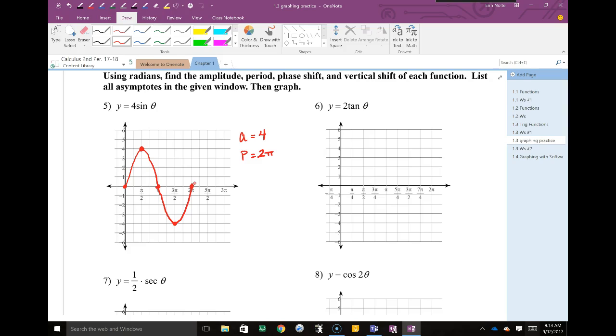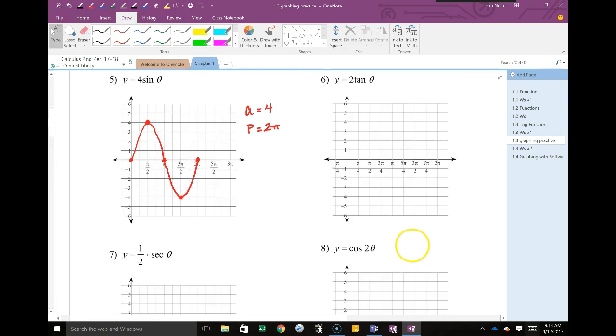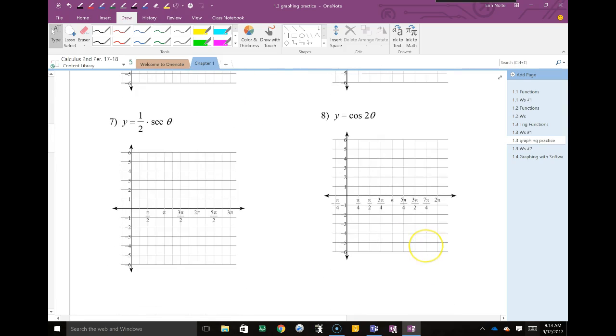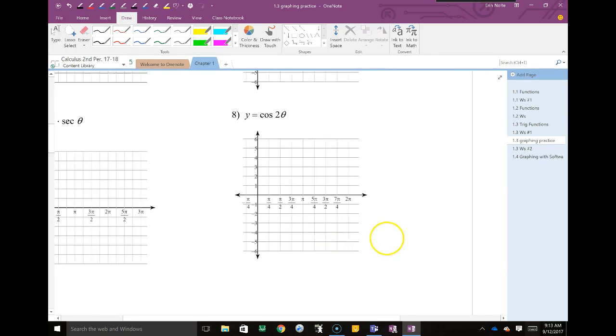Pretty easy? Should I do number 6, or is that one too easy? That's almost exactly the same as the parent function. The only difference is your John Travoltas are steeper. That's too easy, right? Same thing with number 7. The only difference is how low your parabolas are going, and they're only at a half. Okay, let's do 8, where we actually have a different period. See, in 8 we have an adjustment on our period.